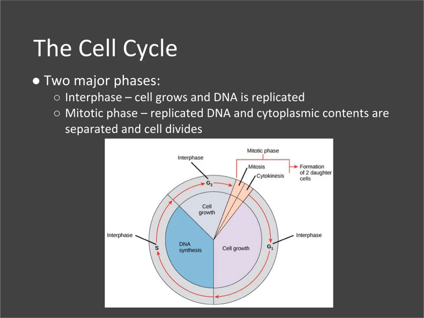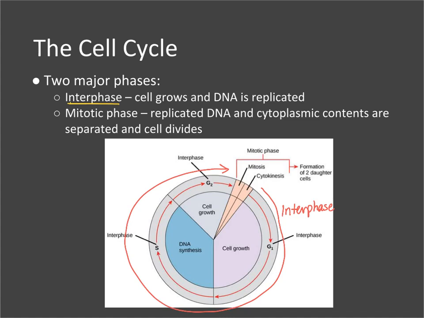The cell cycle has two major phases. The first phase is interphase, and as you can see on this diagram here, interphase really makes up the majority of the cell cycle. So this whole area here is our interphase. And during interphase, a cell is basically just being a cell. It's doing what a cell is supposed to do. It's gathering nutrients, it's making energy, it's performing a function for the body.